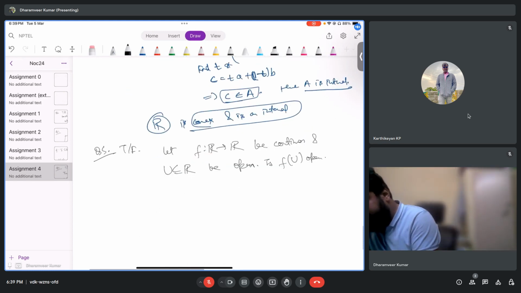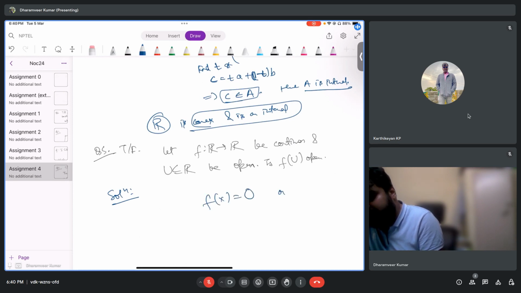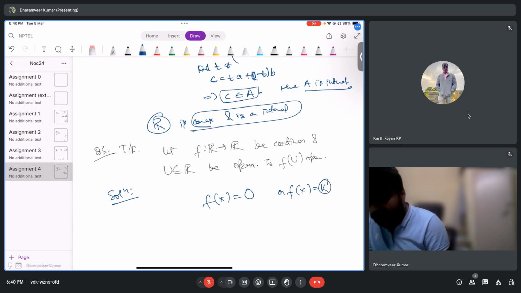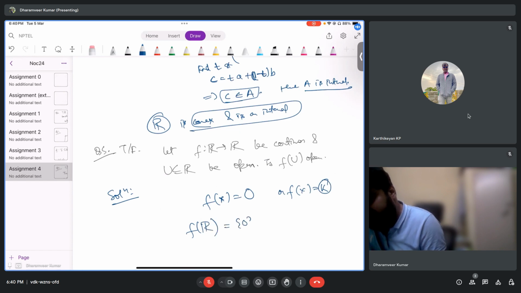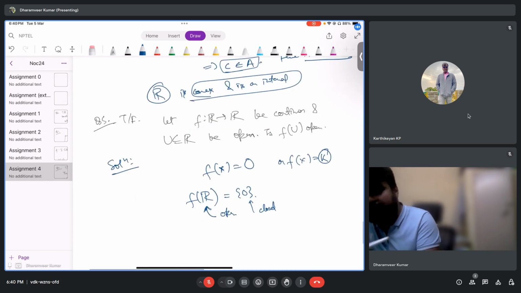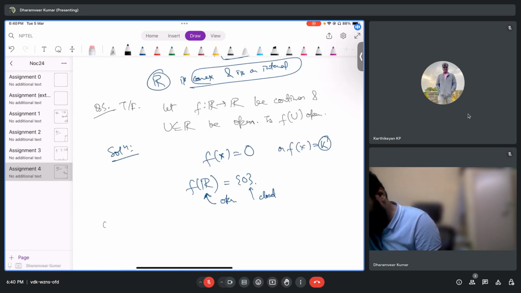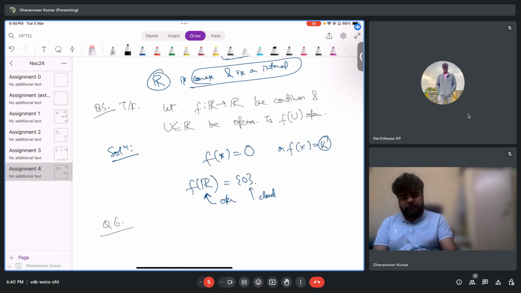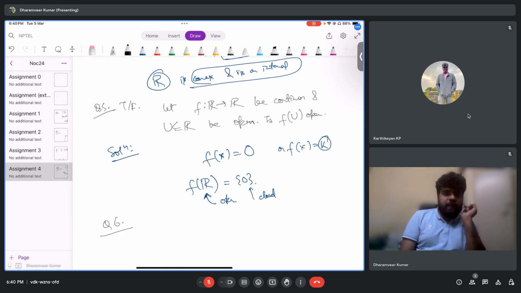So, a very simple example. f(x) is equal to 0, or f(x) is equal to some constant. Right? So f of R is equal to this set. This is open, this is closed. Same argument as before. So in general, if a function is continuous, it doesn't map open sets to open sets. It doesn't map closed sets to closed sets.